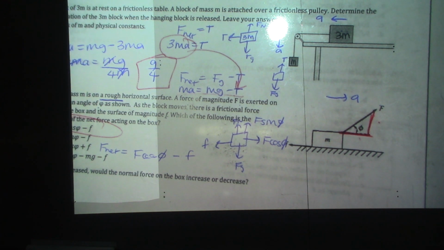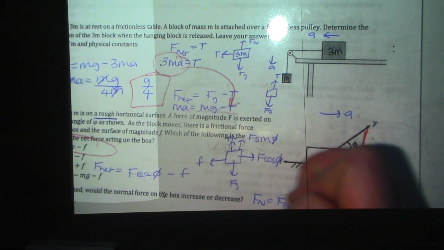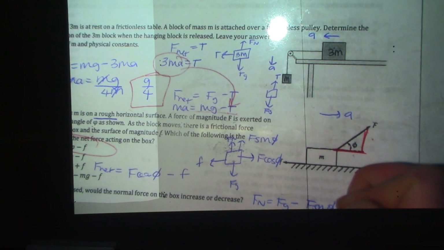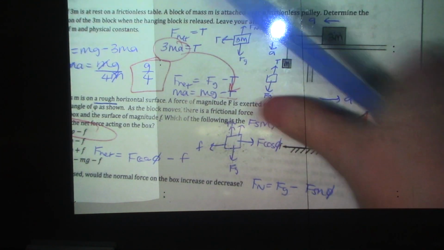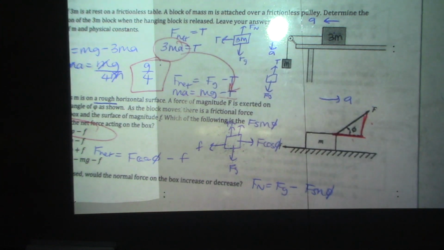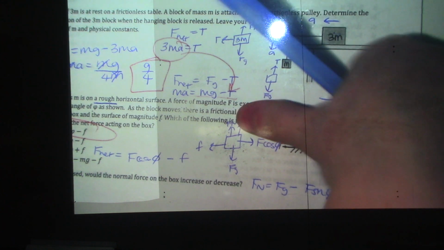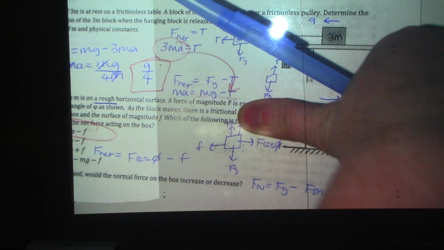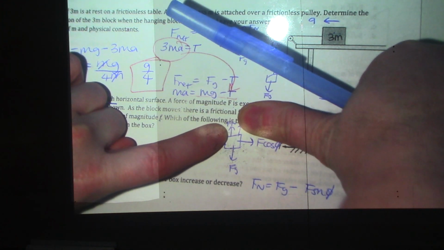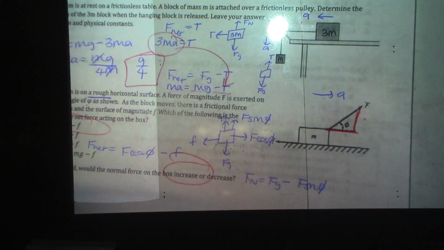If the angle was decreased, what would happen to the normal force? Would it increase or decrease? Right now, my normal force is Fg minus F sine of the angle. Because if I take away this force, then my Fn would just have to be equal to my Fg. So if I decrease the angle, see how I'm decreasing how much of the F sine theta is holding up some of the weight? That would mean my Fn would have to increase to balance it out, so your answer was increase.